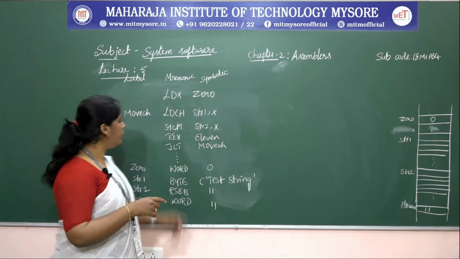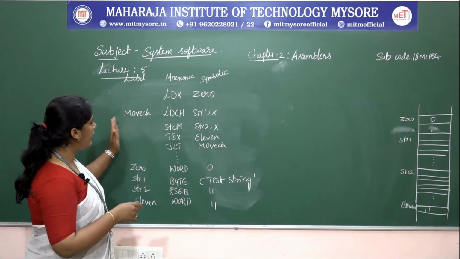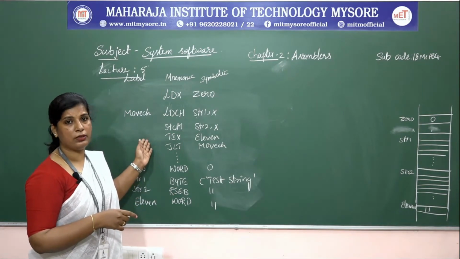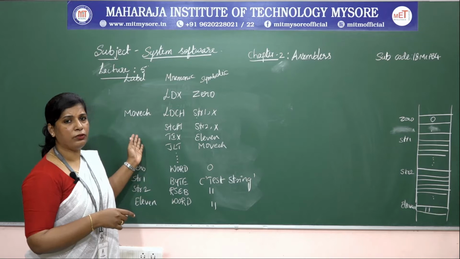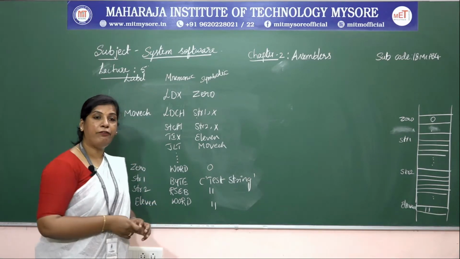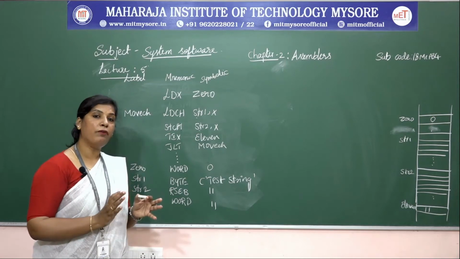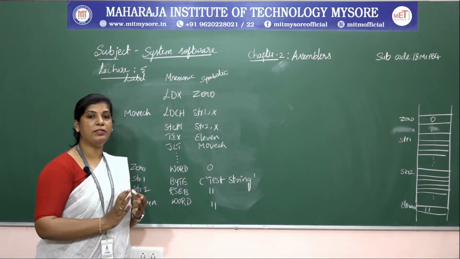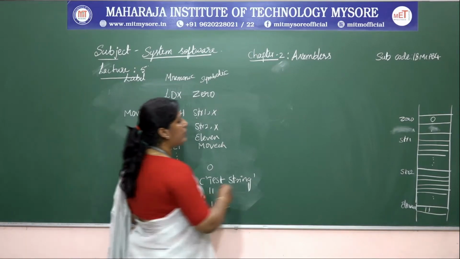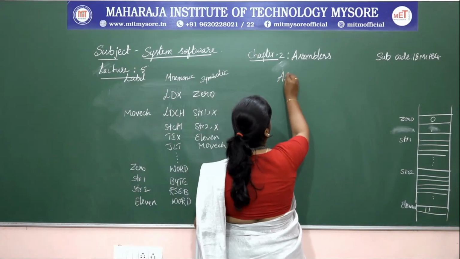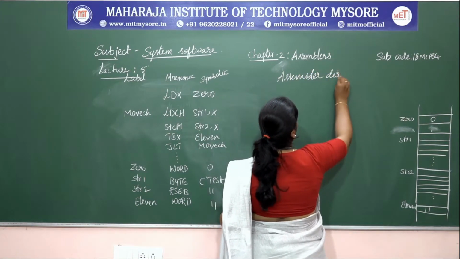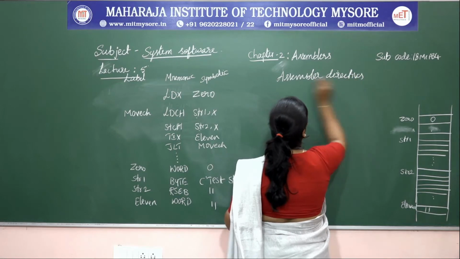Here I have not mentioned the address of the location for the instructions. For writing a program, we use different kinds of assembler directives. There are 6 different types of assembler directives.